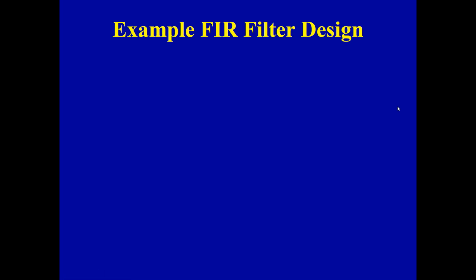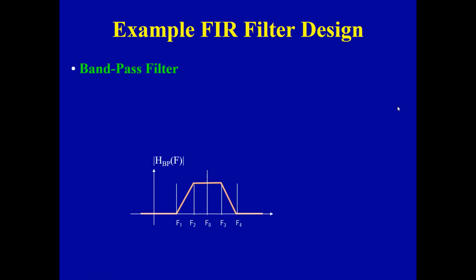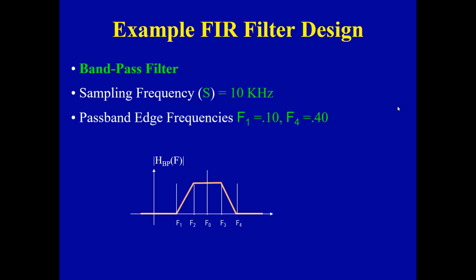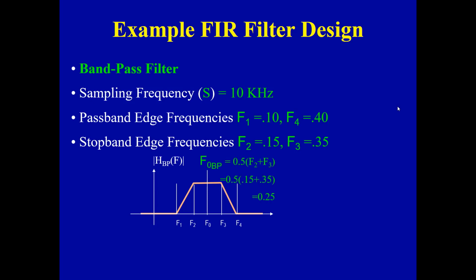Okay, taking that all into account, let's see how that would work with the design that we've already used. So here's a bandpass filter with a sampling rate of 10 kilohertz, pass band edges of 0.1 and 0.4, so similar locations, stop band edges at 0.15 and 0.35. That means the center of the pass band is halfway between the F2 and F3 frequencies, or at 0.25.